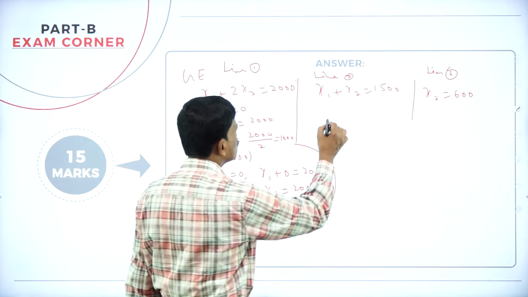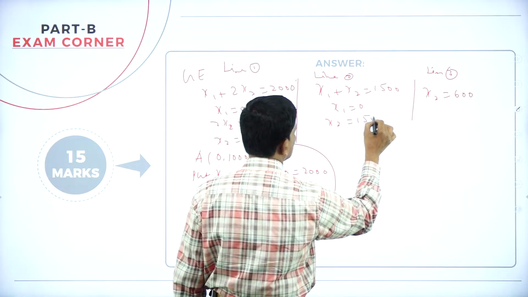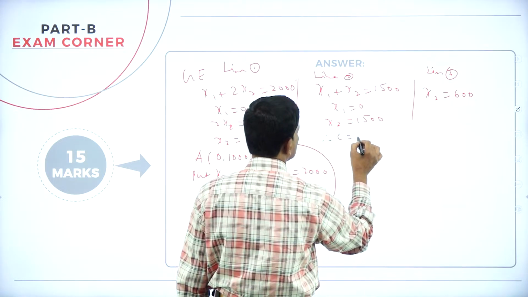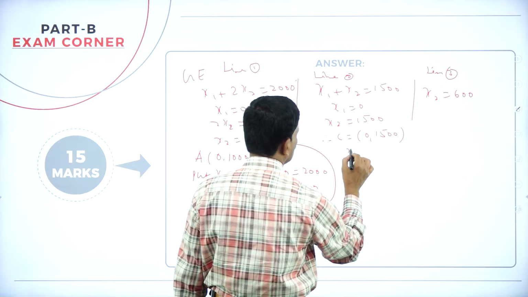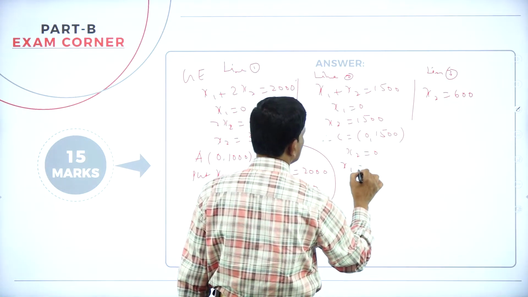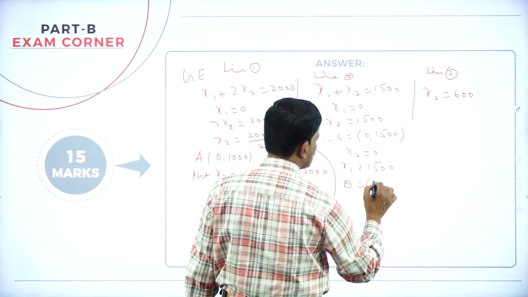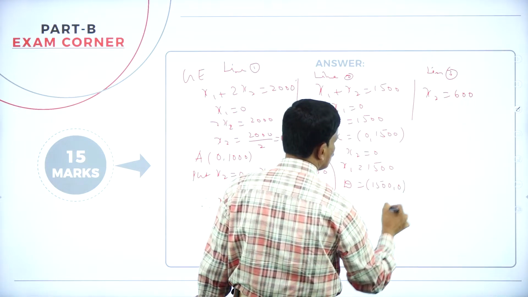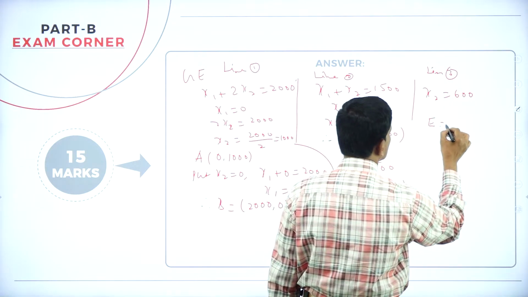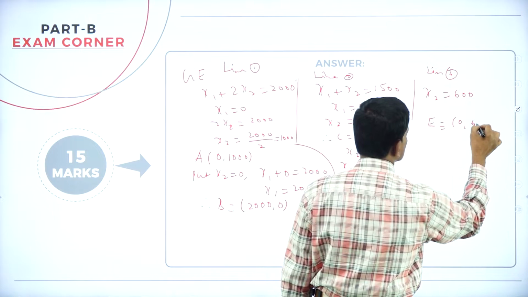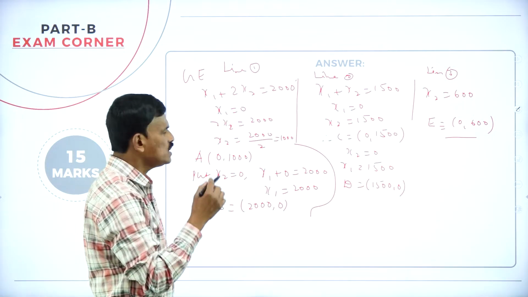Now let us come to the second equation. Put x1 is equal to 0, x2 is equal to 1500. Therefore the point C is 0 comma 1500. And put x2 is equal to 0, you will get x1 is equal to 1500. Therefore the point D is 1500 comma 0. Then E is for x2 is equal to 600, the point 0 comma 600. Now these are the points A, B, C, D.